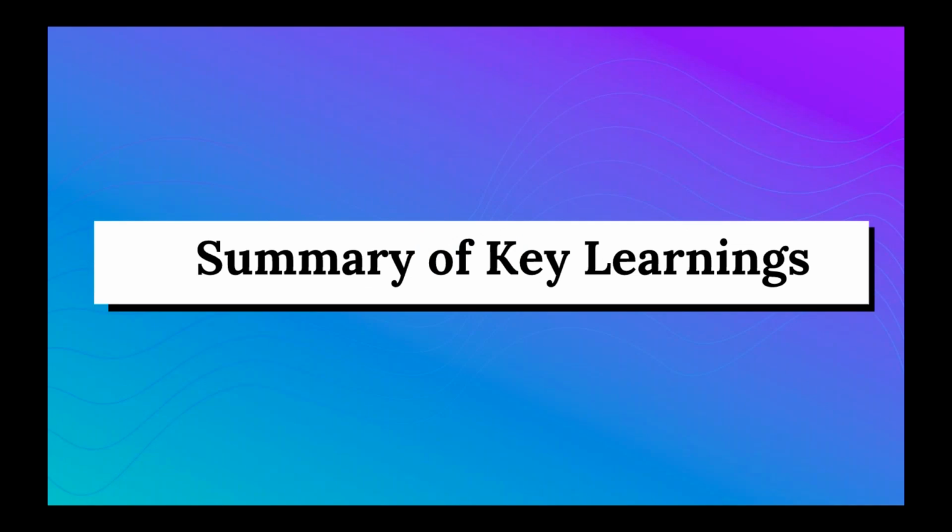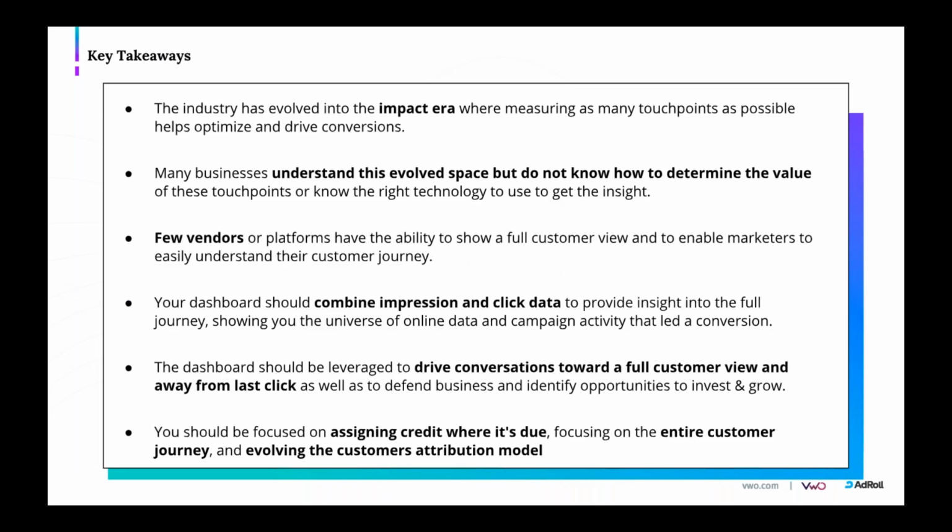So quick summary here of the key learnings that we have. We discussed before, the industry has evolved into the impact era. We're measuring as many touch points as possible, which helps optimize and drive conversions. If we're thinking back, you want to get everything from desktop to mobile to social media to publisher sites all in one place, and really help understand how your customers are moving about online until they convert with you.